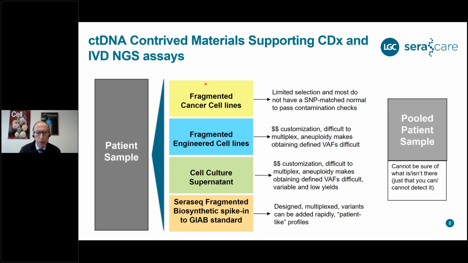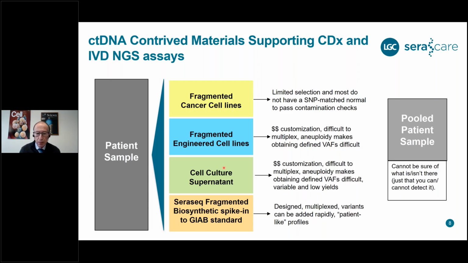So on the contrived samples, there's really 4 approaches. Fragmented cell lines. Unfortunately, there's a limited selection, and most do not have SNP-matched normals to pass contamination checks. Fragmented engineered cell lines, an issue with cost around customization, which we need to do when you consider all the types of variants you need to look at. Aneuploidy makes obtaining defined VAFs very difficult.